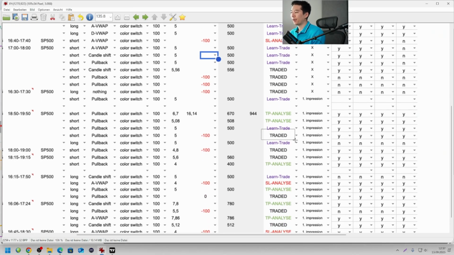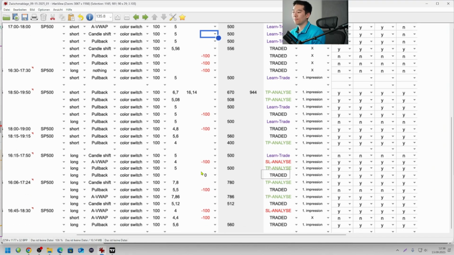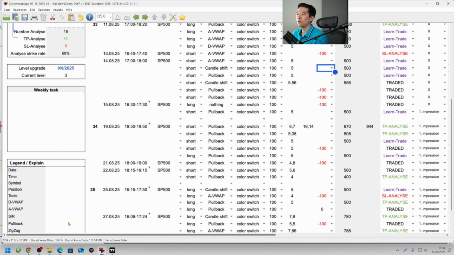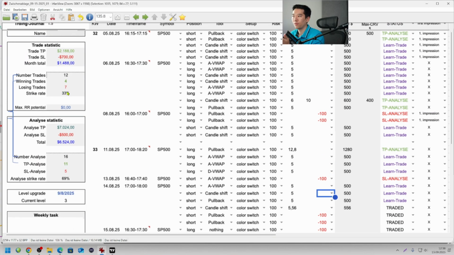As you see here, traded, losing $100. Then traded, losing again $100. And then traded, and then making $560. Traded, making nothing. Traded, as you see here, losing $100. Traded, making $512, and so on. So that means on average, losing $100 a trade.